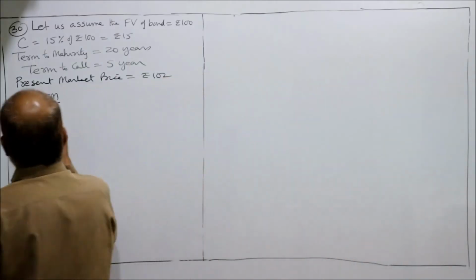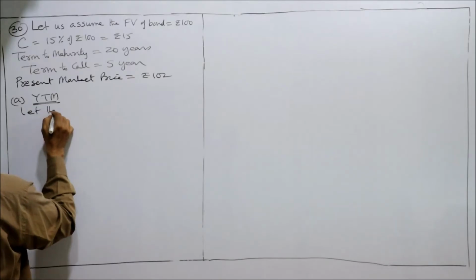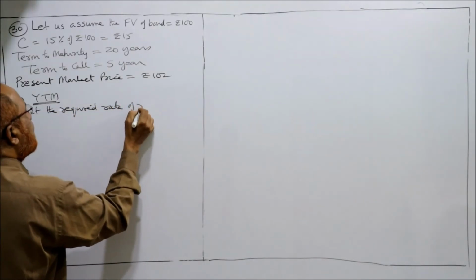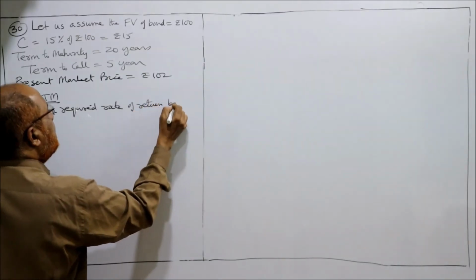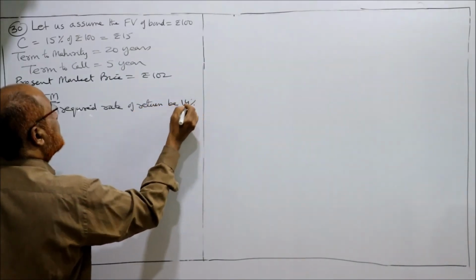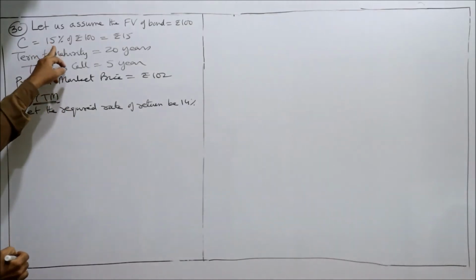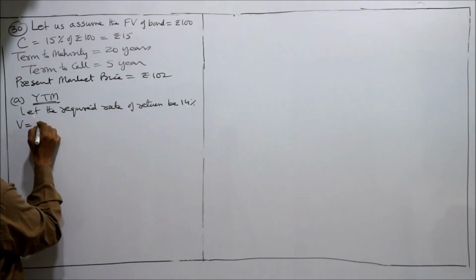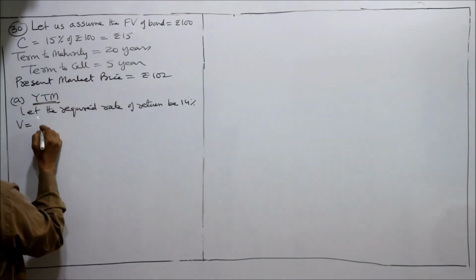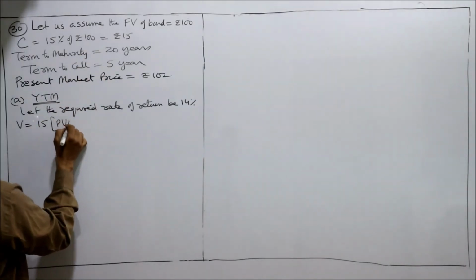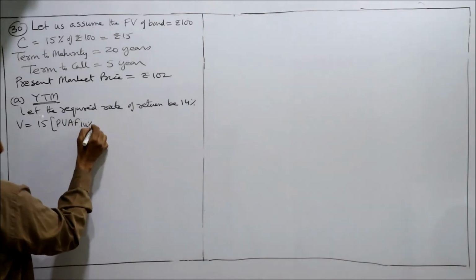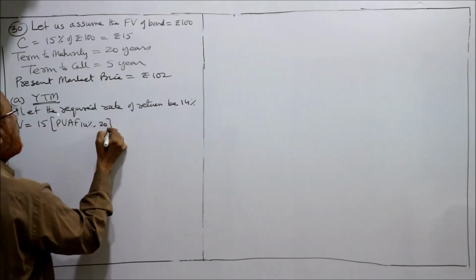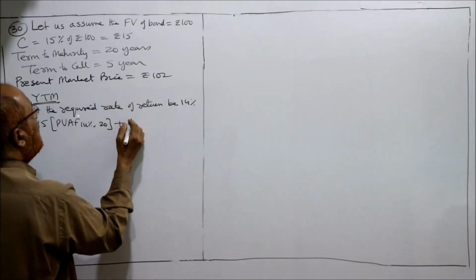तो let the required rate of return be 14%. सपोज करें यहाँ 15% कूपन है तो उससे कम ले लिया 14%. Now we calculate what is the value of the bond. C into, C कितना आ रहा? कूपन इंटरेस्ट 15, PVAF 14% for how many years? 20 years. Maturity period is 20 years. Plus maturity value is 100.